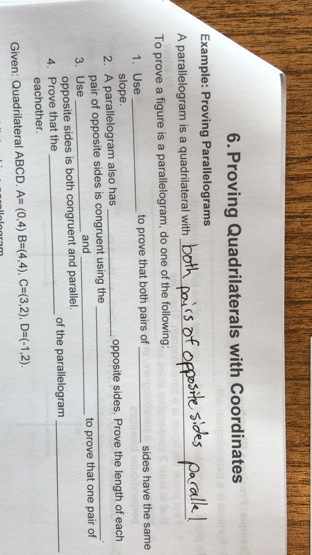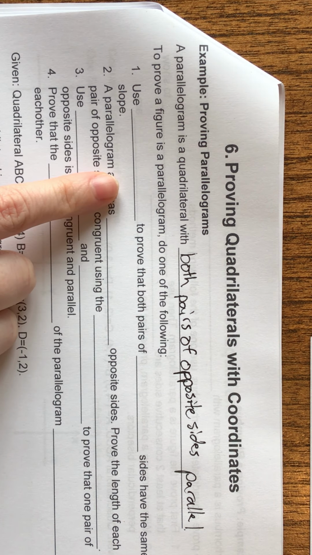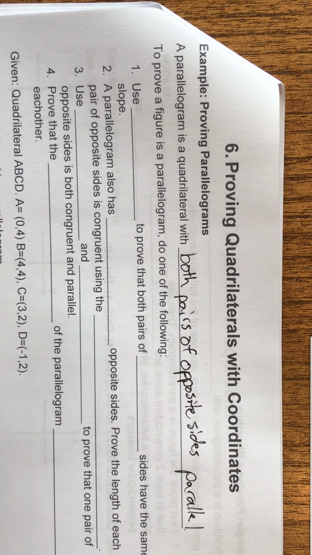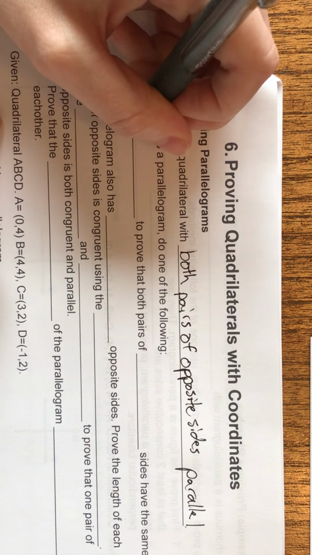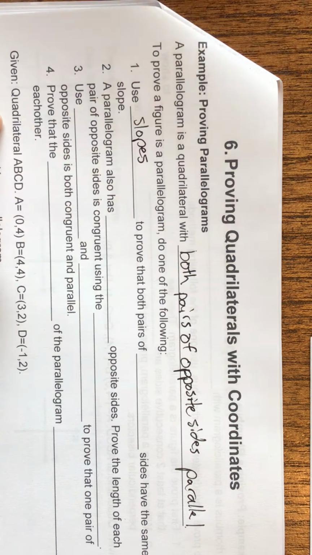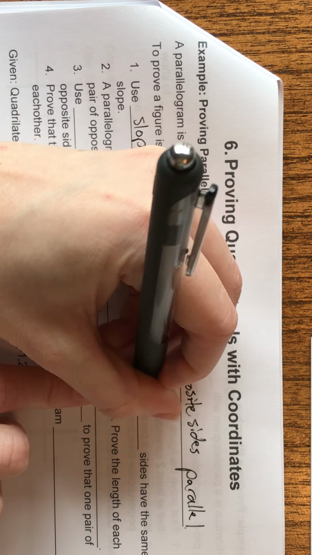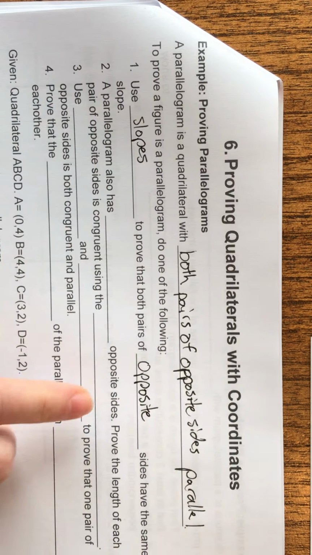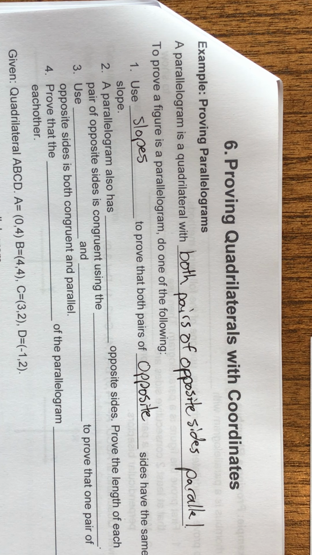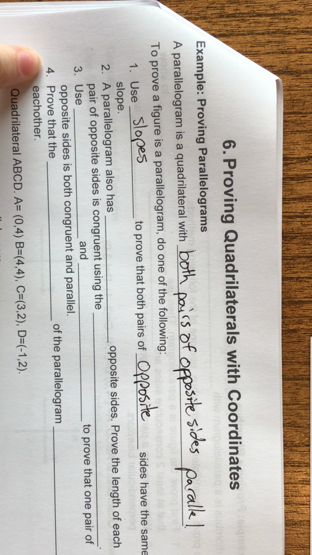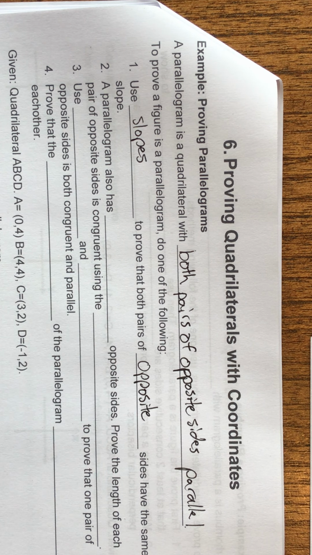The first thing we could use, the first method, is we could use slopes to prove that both the pairs of opposite sides have the same slope. So we'd use slopes, or the slope formula, to prove that both the pairs of opposite sides have the same slope. The other methods we use here are methods we could use because of other properties of parallelograms.